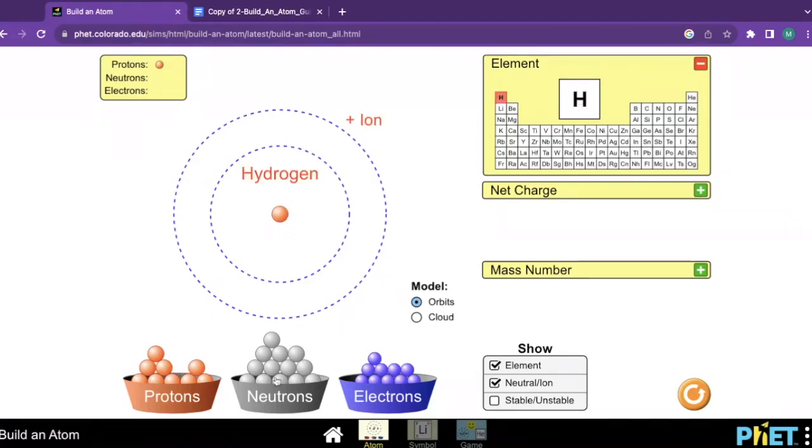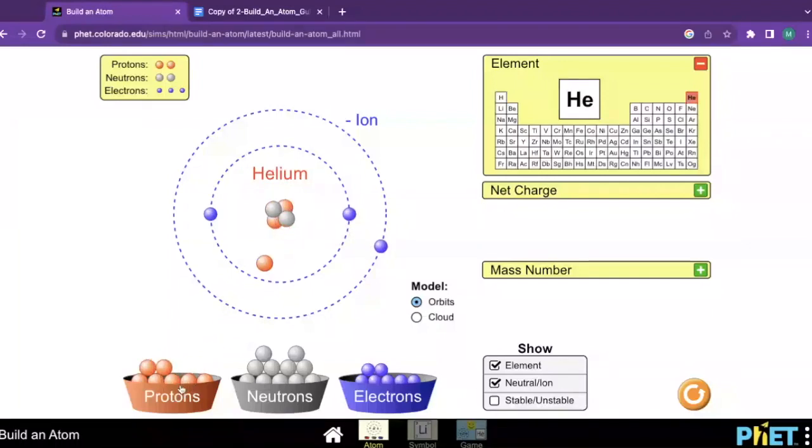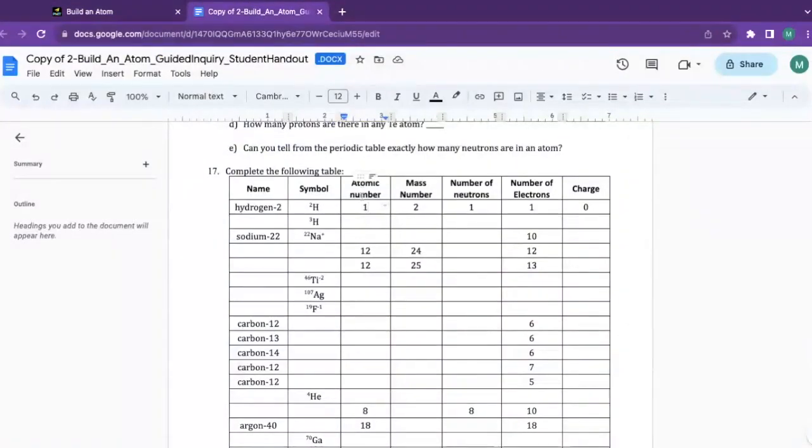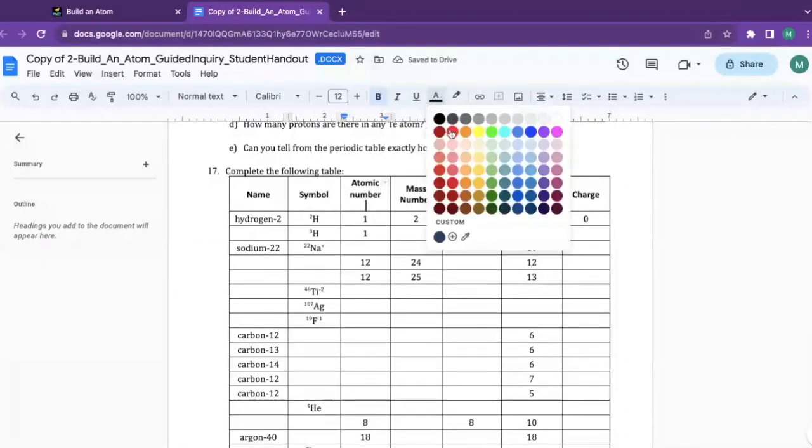And we can see if we have one proton, it's hydrogen. Doesn't matter if we add neutrons, doesn't matter if we add electrons. The only thing that changes what element we have, and therefore the atomic number, well, that's the number of protons. So we know that the atomic number of any hydrogen, whether it's hydrogen 2 or hydrogen 3, is going to be 1. So our atomic number is always the same as the number of protons.